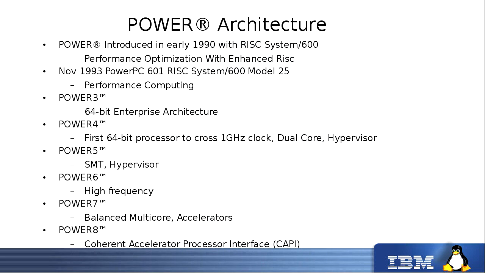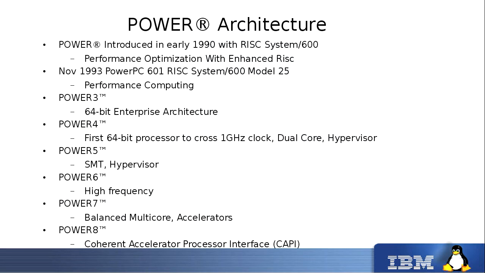Now for the next generation, Power 4 became the first 64-bit processor to cross 1 GHz clock. It introduced dual core, and it had some kind of hypervisor support, not a full-fledged hypervisor. Power 5 introduced a full implementation of the hypervisor. At that point, IBM also made it such that your operating systems always run in virtualized mode, which basically means the operating system runs as a guest. So your ability to run operating systems directly on the hardware, which we generally call bare metal, got limited at Power 5 time. It also introduced symmetric multi-threading.